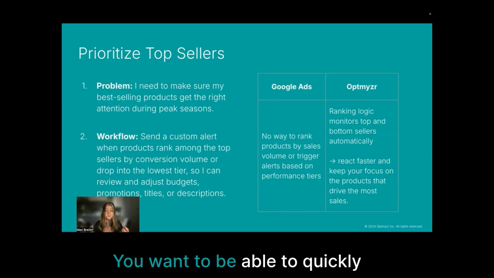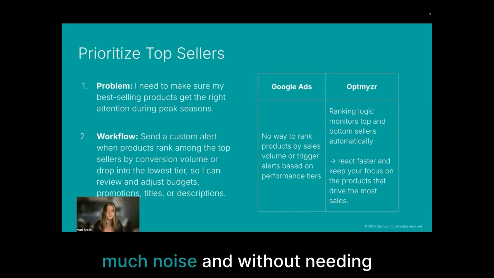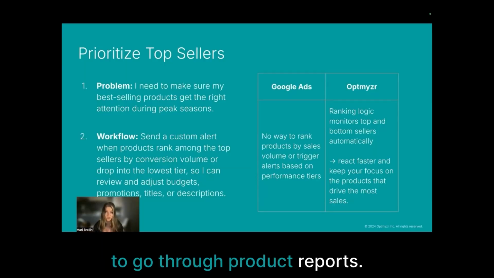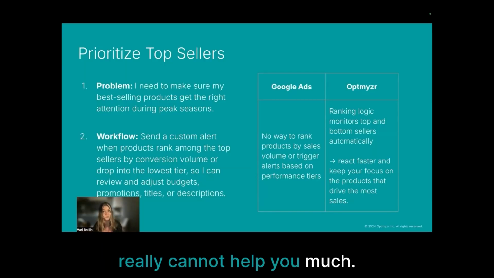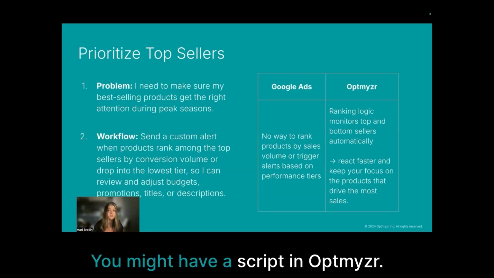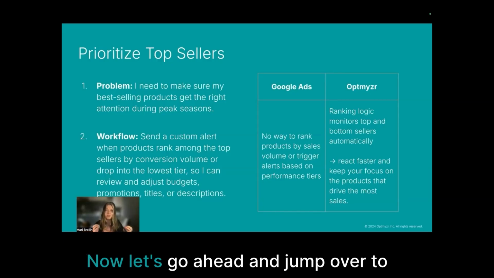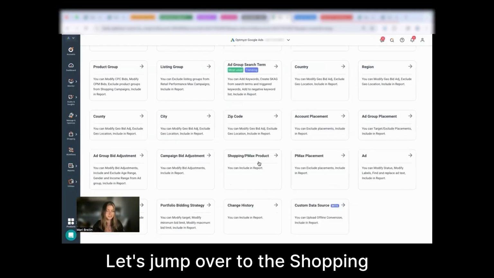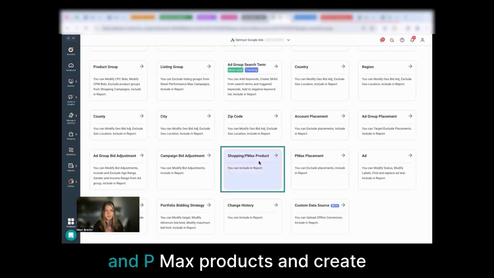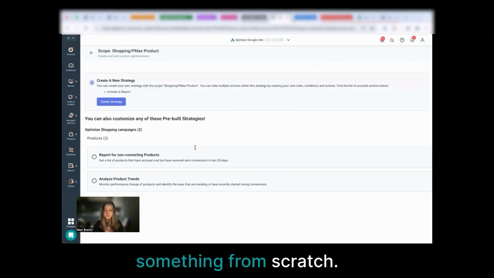You want to be able to quickly make sense without having too much noise and without needing to go through product reports. And in this case, Google Ads really cannot help you much. You might have a script. In Optmyzr, you can use ranks within your rules. Now let's go ahead and jump over to Optmyzr to see how that would work. Let's jump over to the shopping and PMax products and create something from scratch.